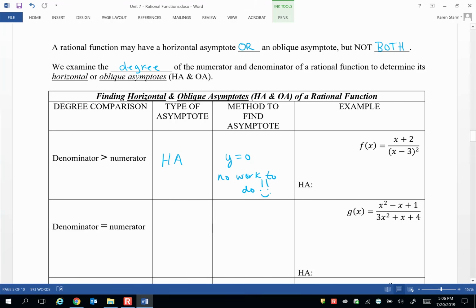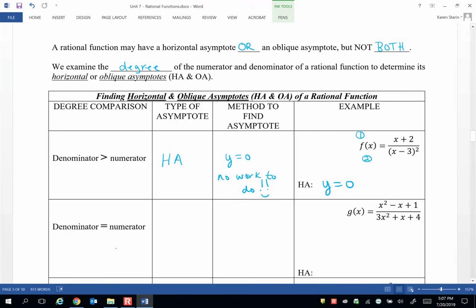So let's look at this example. When we see f of x equals x plus 2 divided by x minus 3 squared, the degree of the numerator is 1. The degree of the denominator is 2. If we multiply that out, we get x squared minus 6x plus 9, so the degree is 2. So we know we have a horizontal asymptote, which is the x-axis, whose equation is y equals 0.